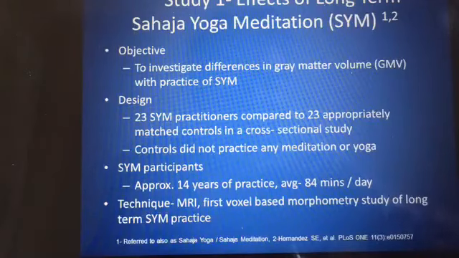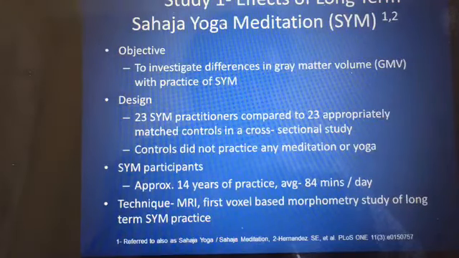Remember, as time advances, grey matter volume decreases. An extreme case being Alzheimer's, where a lot of grey matter is lost, and that leads to clinically the condition known as dementia. So the idea was to see if there are differences in grey matter volume relative to the practice of Sahaja Yoga meditation.